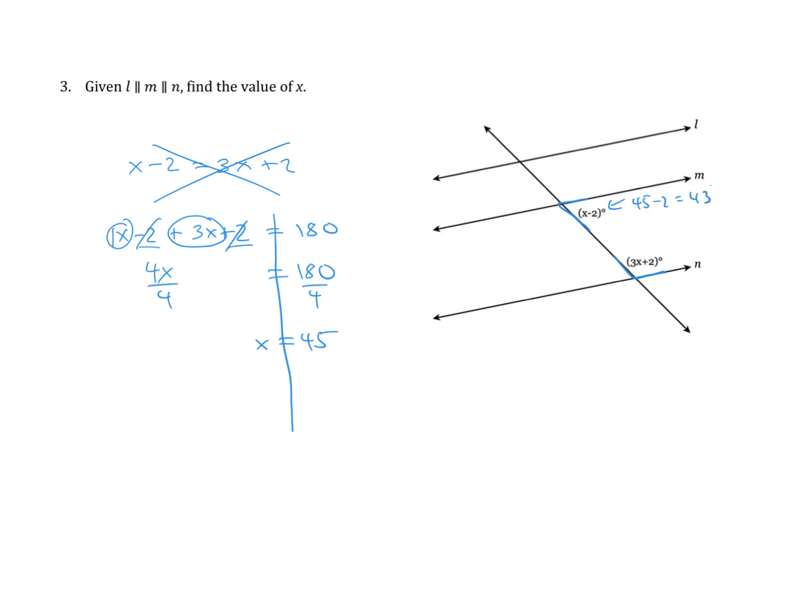And if I plug that back in, just to make sure that everything works out, 45 minus 2 is 43. So this angle would be 43 degrees. And if I plug it in right here, 3 times 45 plus 2 is 135 plus 2, which is 137. And if I add 43 plus 137, I get 180, and that confirms that I solved it correctly, and x equals 45 is my answer.